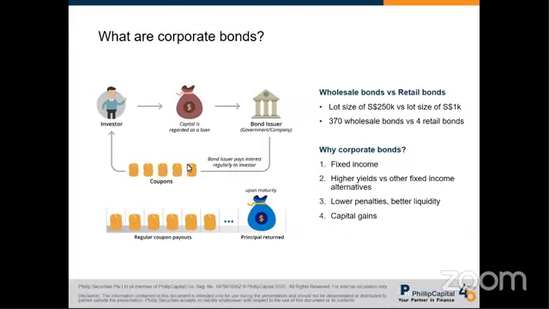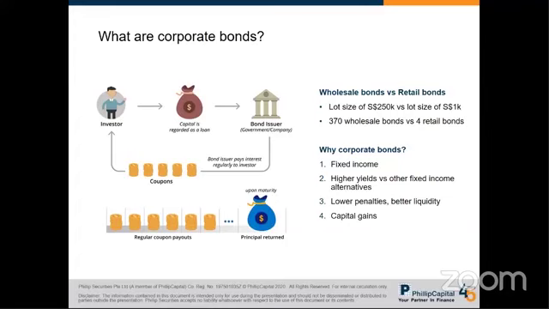If you look at it, the wholesale bond market has around 370 wholesale bonds, compared to only about 4 retail bonds in the retail bond market in Singapore. We're talking about Sing dollar corporate bonds here. So you can see that the wholesale bond market is a much bigger market than the retail bond market. The overall bond market is actually more catered and more dominated by institutional investors and high net worth investors.